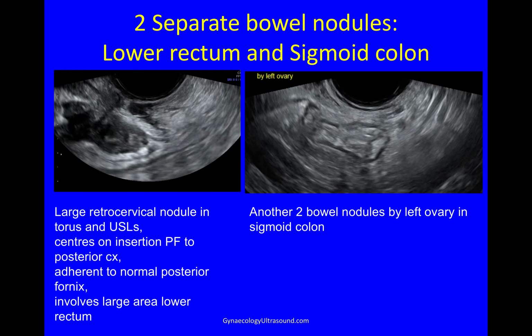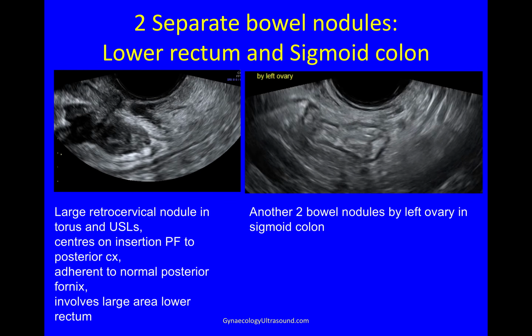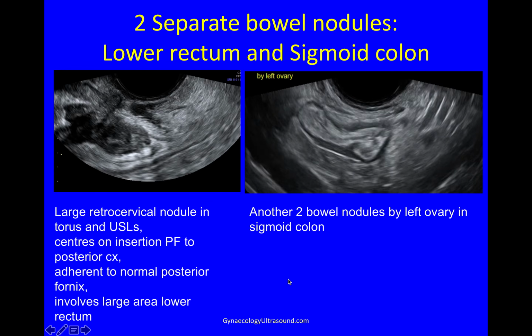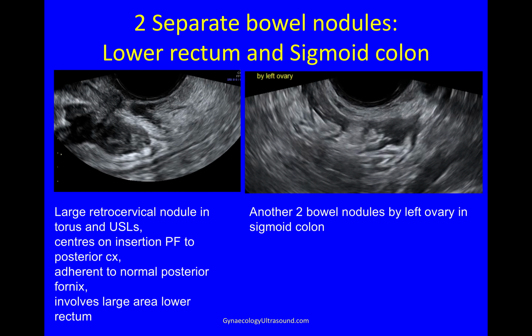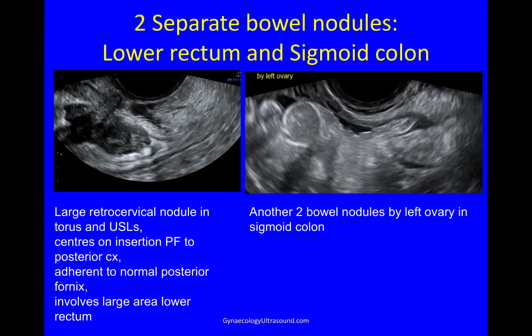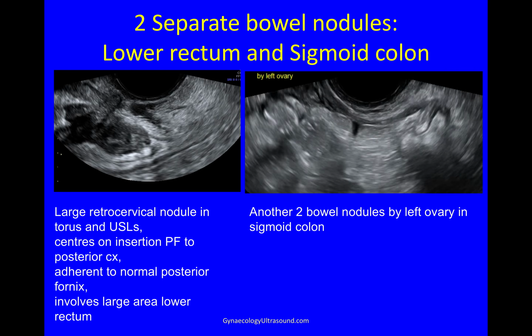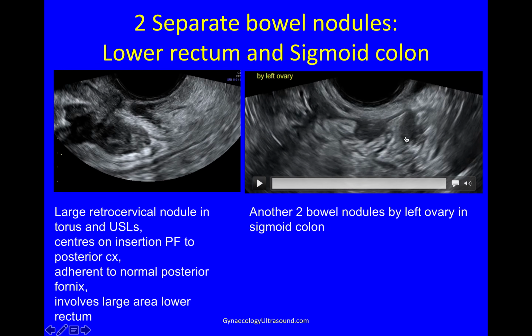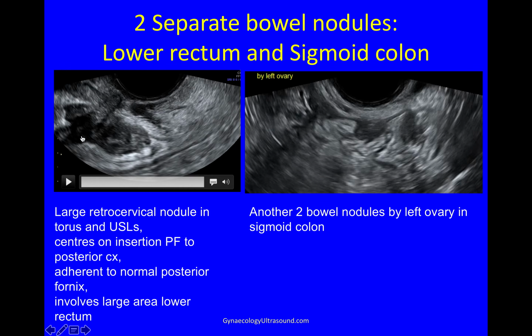It was a nodule that's attached to the torus and the uterosacral ligaments, but it centers on the insertion of the posterior fornix to the back of the cervix. And then when we looked a little bit further, near the left ovary, as you can see, there are two nodules in the sigmoid colon. There they come again, just one and two there. And you can see some normal muscularis in between. So two nodules in the sigmoid colon and one very large retrocervical lower rectal nodule.